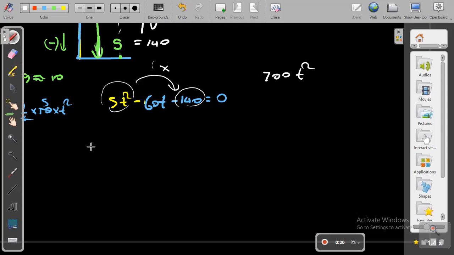Rather than multiplying, you can divide all by some similar number. So what is the common factor here? If you don't have any common factor, there is no other way; you have to multiply. Here, 5 is the common factor. I can divide. So my final result is t squared minus 12t minus 28 is equal to 0.